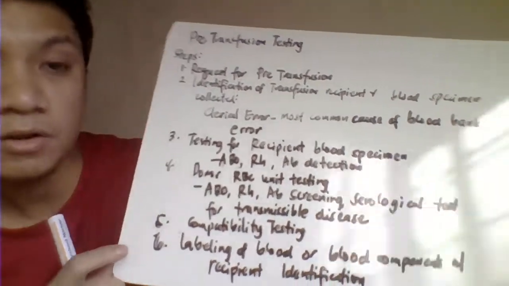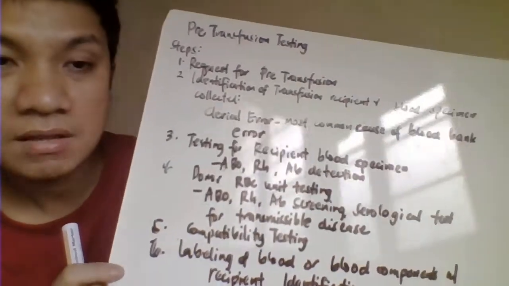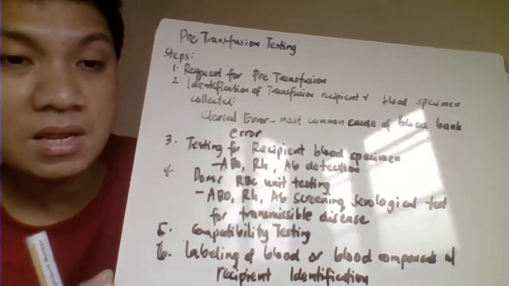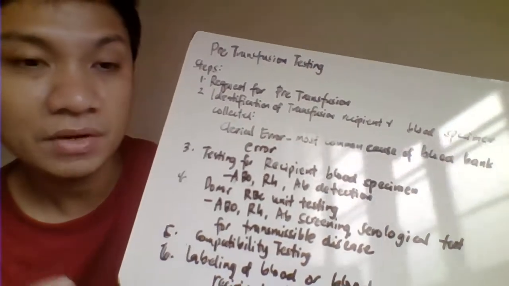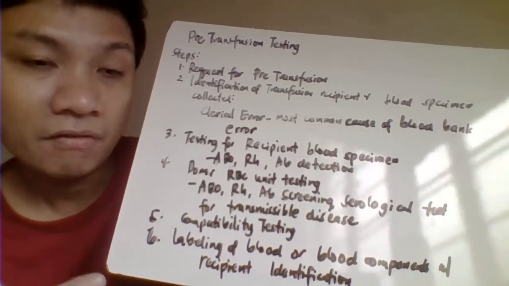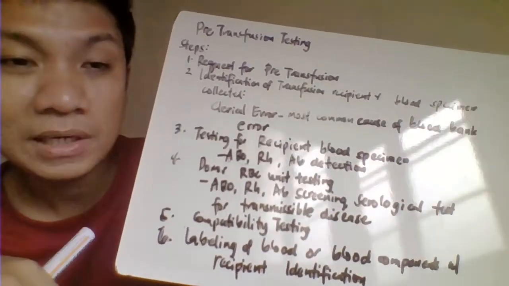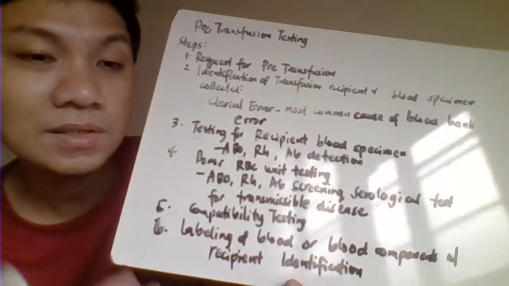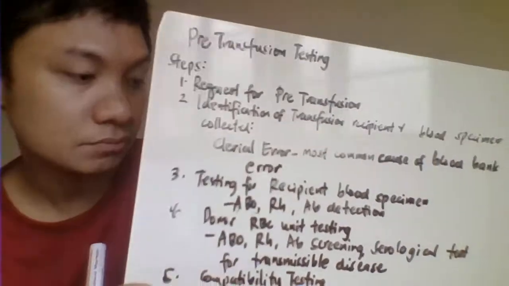Number five, then you perform the compatibility testing. And number six, once the results show that the unit of blood and the recipient's blood are compatible with one another, then you need to label properly that this blood has been used for the crossmatching for this patient. Maybe you used a different unit for the crossmatching procedure and it was compatible, but when you released blood from our blood bank, you gave the nurse a different blood for the transfusion, so there will still be incompatibility with that.